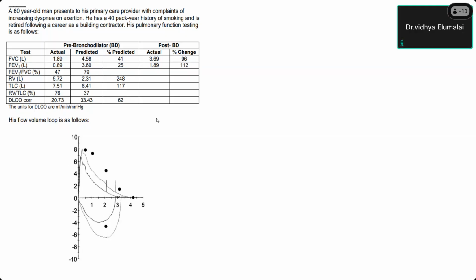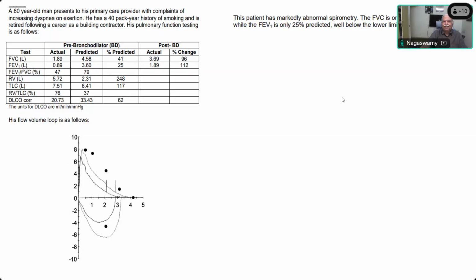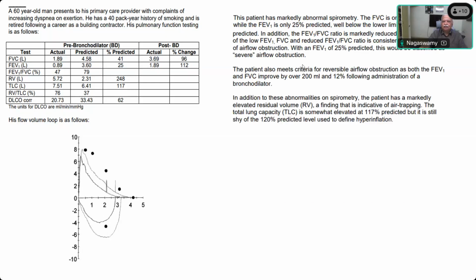Obstructive. Clearly. FEV1 is only 40%, so this is a severe airflow obstruction. The patient meets the criteria for reversible airflow obstruction, as FEV1 and these values post-bronchodilator are also given. They are improving very well following administration of a bronchodilator.